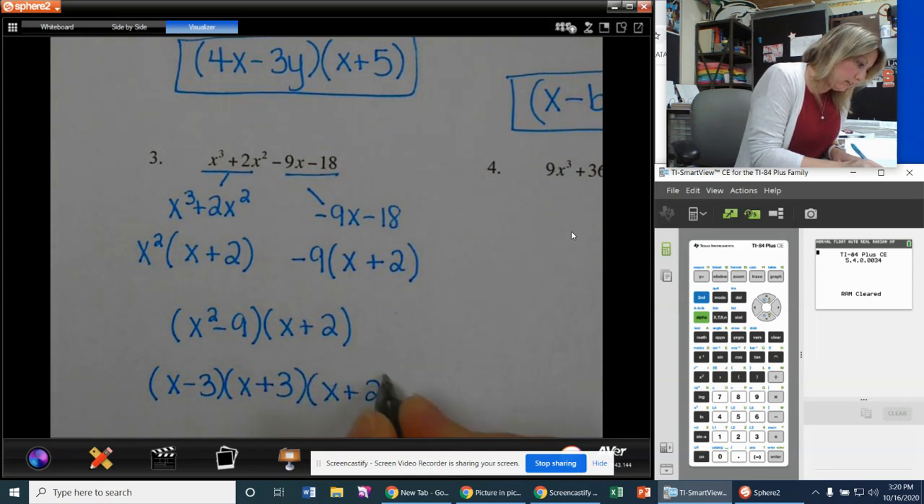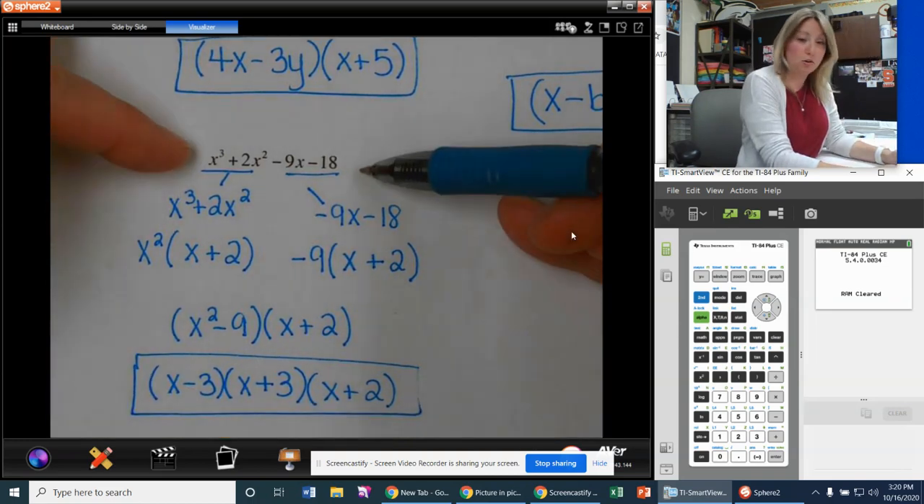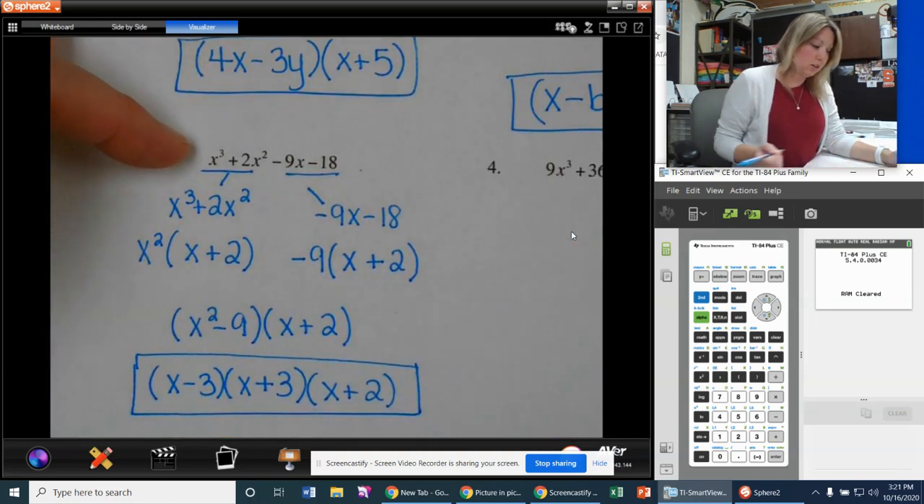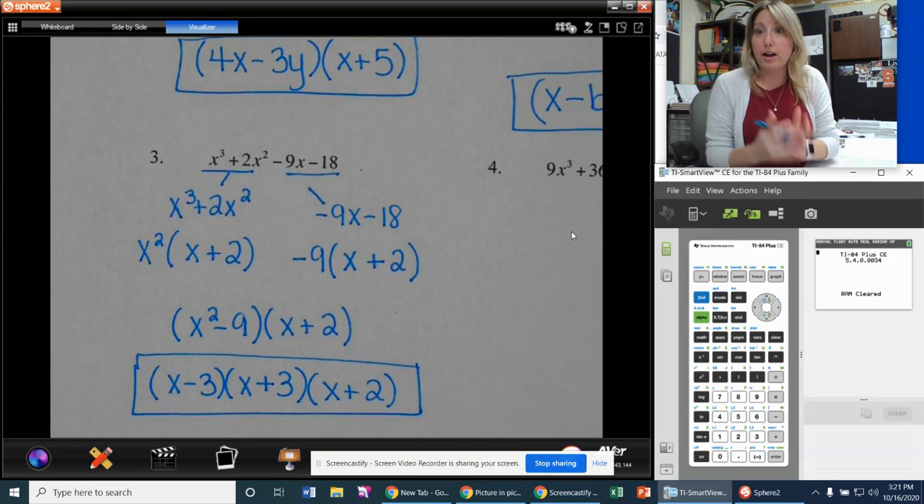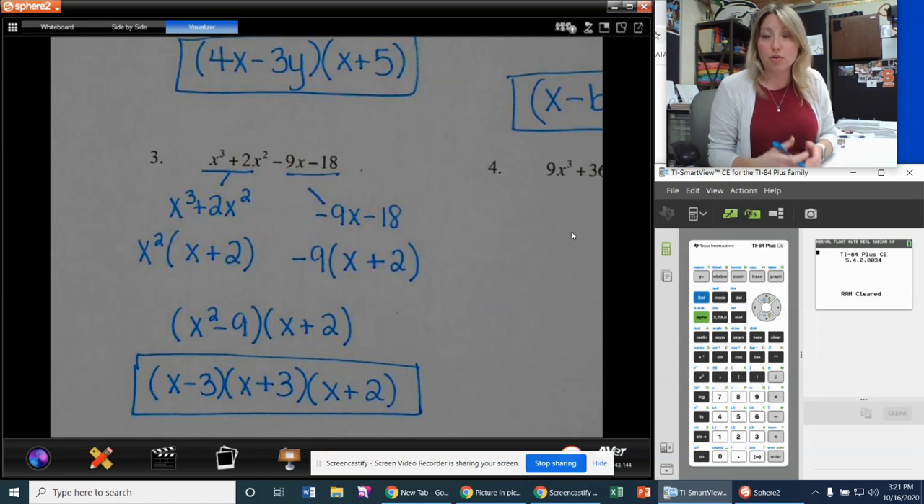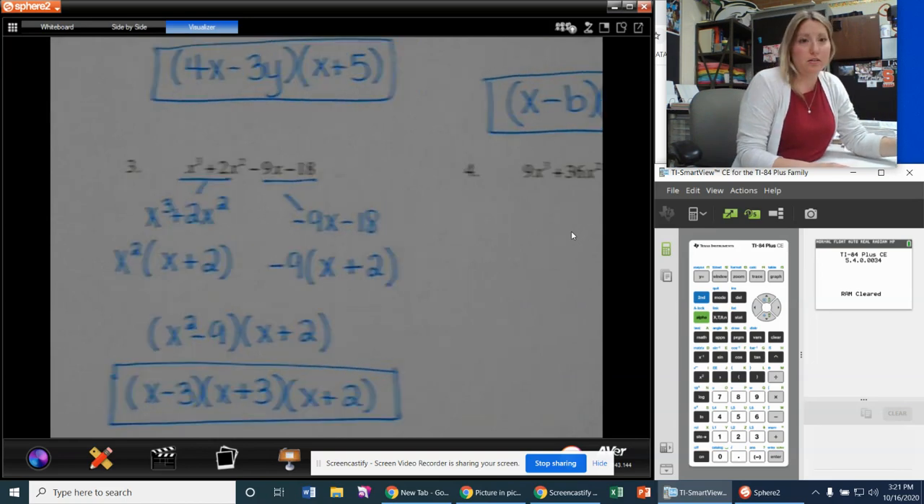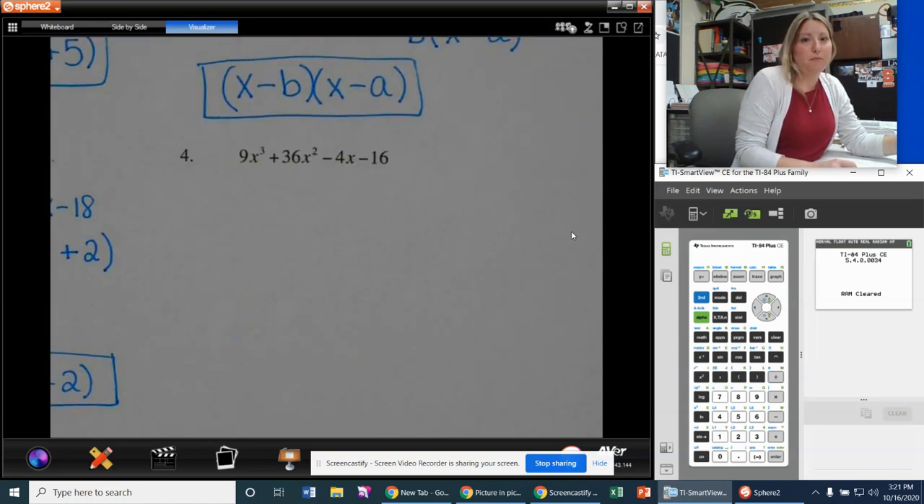This is your final answer for factoring the original polynomial. You're not allowed to leave a difference of squares anymore. You've got to factor it down. When you're being asked to factor, you're factoring completely. You're getting all those factors out so we can look at them. Okay, then over here, last one.